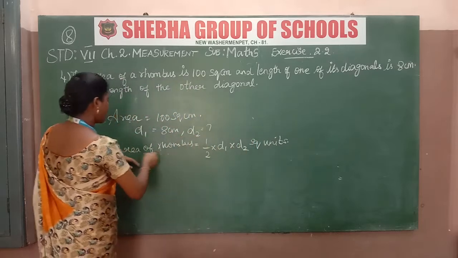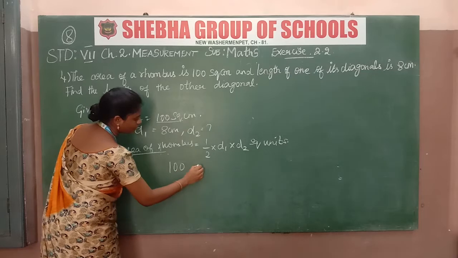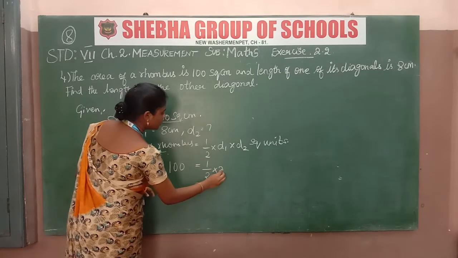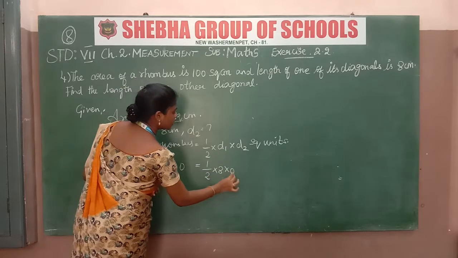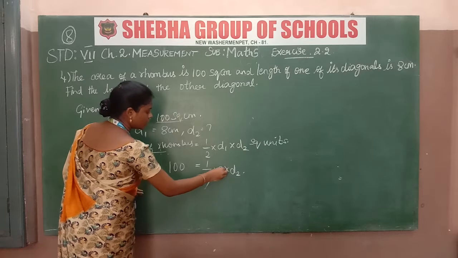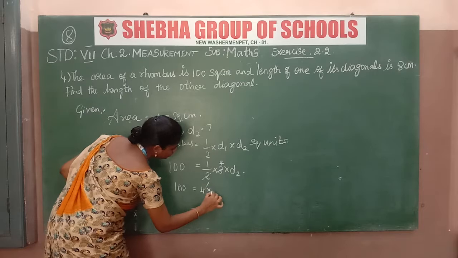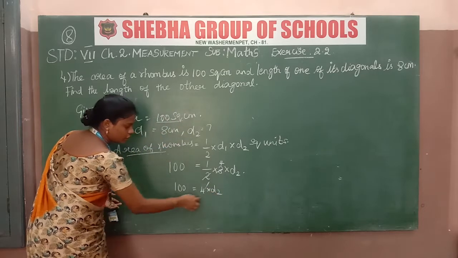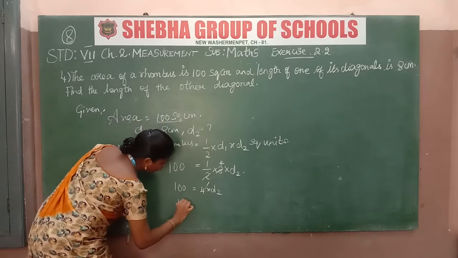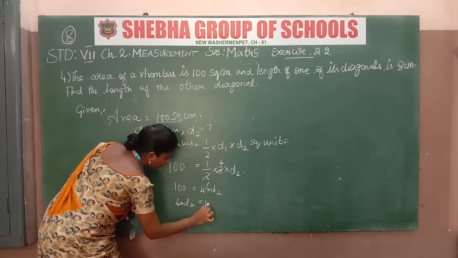Okay, so the area of the rhombus is 100 centimeter square. We write 100 is equal to 1 by 2 into D1, whose value is 8, into D2. Then we have to cancel it. 2 ones are 2, 2 fours are 8. Then 100 is equal to 4 into D2. We have to rearrange this in the next step: 4 into D2 is equal to 100.